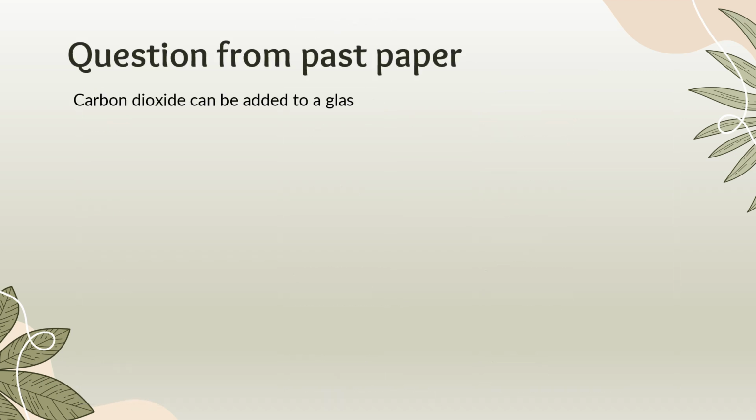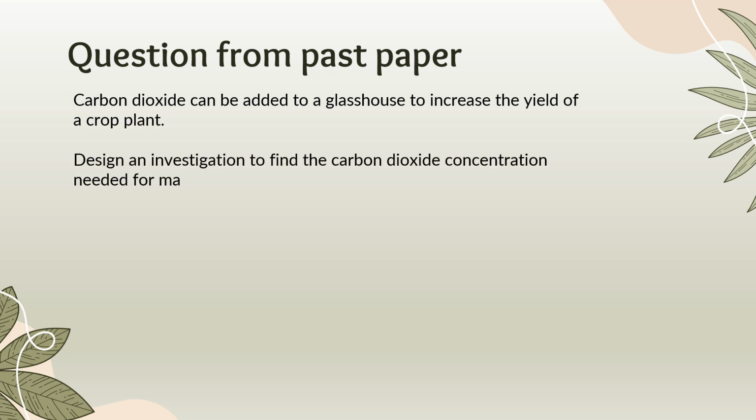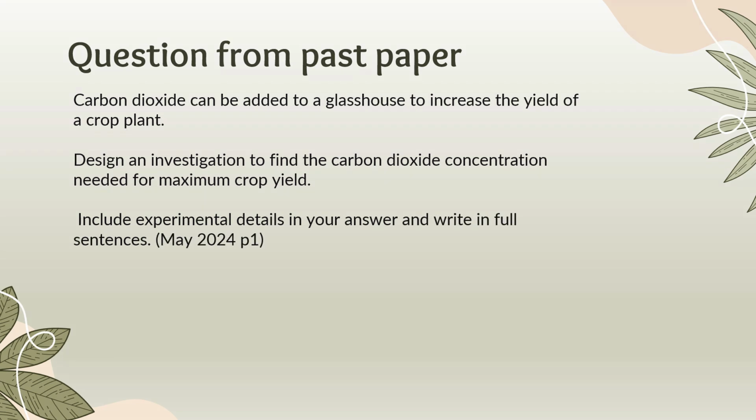To wrap it up, let's look at a question from May 2024 again. Carbon dioxide can be added to a glass house to increase the yield of a crop plant. Design an investigation to find the carbon dioxide concentration needed for maximum crop yield. Include experimental details in your answer and write in full sentences. Here's a good tip to identify your C, the variable to change, and the O, the organism. It will always be stated in the question. Here, our independent variable is the carbon dioxide concentration, and our organism is the crop plants, which are already stated.